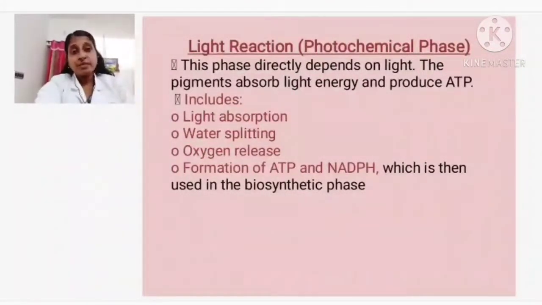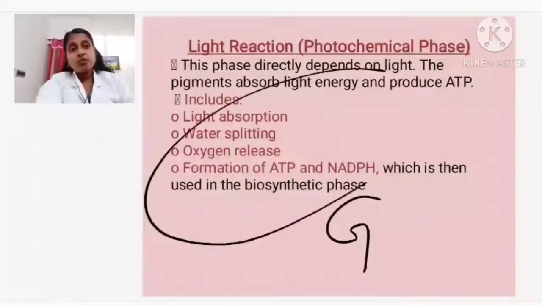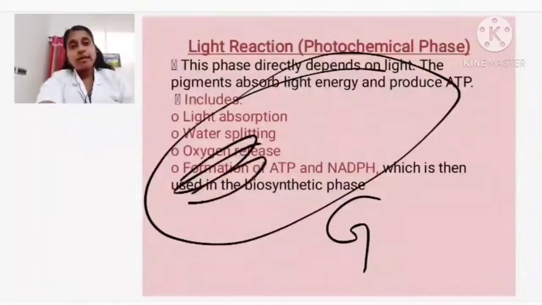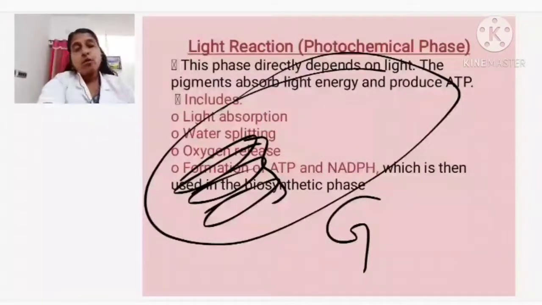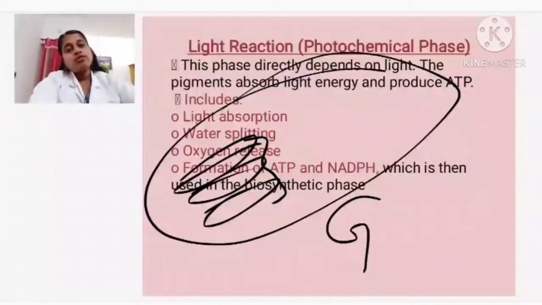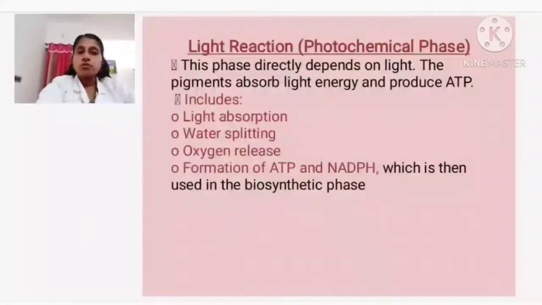The light reaction takes place in the grana. In the chloroplast, as you have learned, thylakoids are stack-like structures, present in stacks, and they are called grana. So in the thylakoids of grana, the light reaction of photosynthesis is taking place.